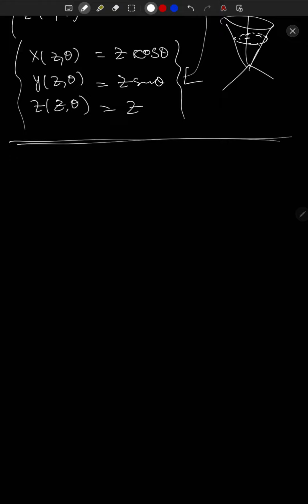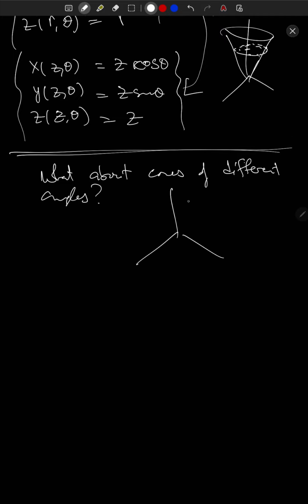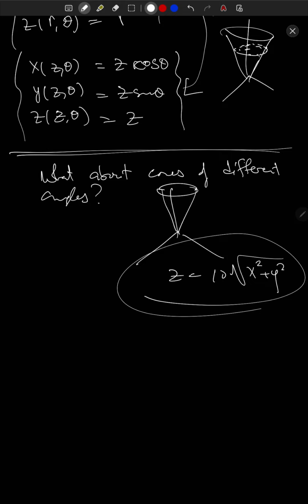Maybe a good exercise for you: pause right now and figure out cones of different angles. What happens if you have a cone that's thinner? So maybe z equals 10 square root of x squared plus y squared. How would you parameterize that?